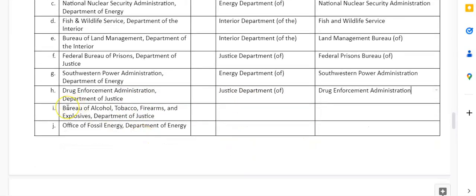For letter I, we have the Bureau of Alcohol, Tobacco, Firearms, and Explosives, which is part of the Department of Justice. So working with level 2 first and the name of the department, we have Justice, Department of as level 2. And for our level 3, that's going to be Alcohol, Tobacco, Firearms, and Explosives, Bureau of. Remember, Bureau of or Administration is not as important as the actual names that we're working with.